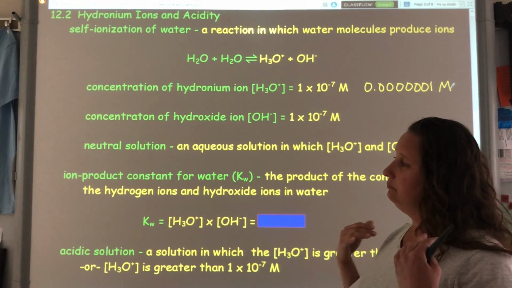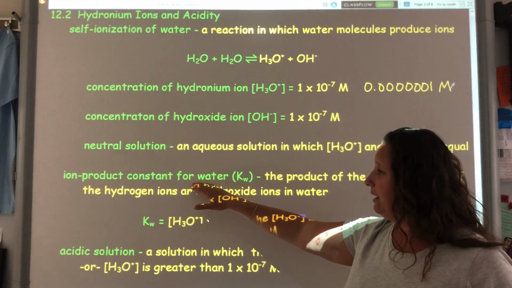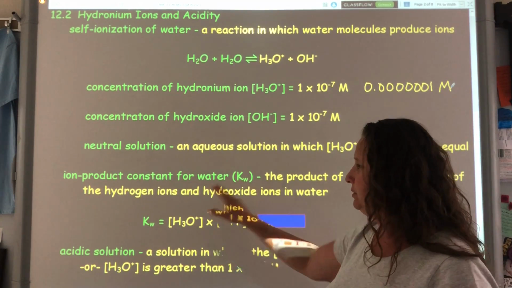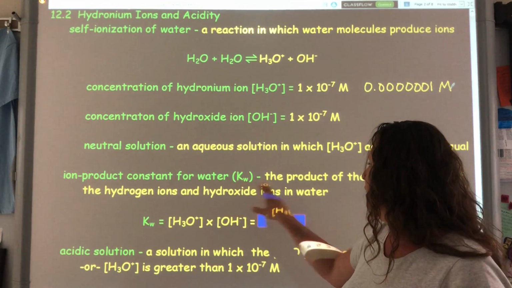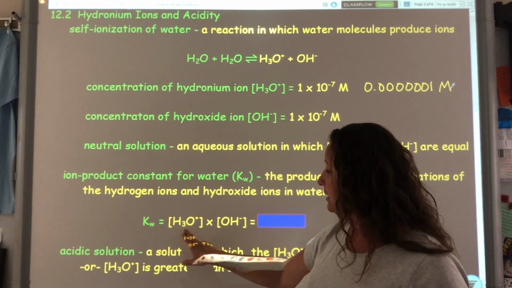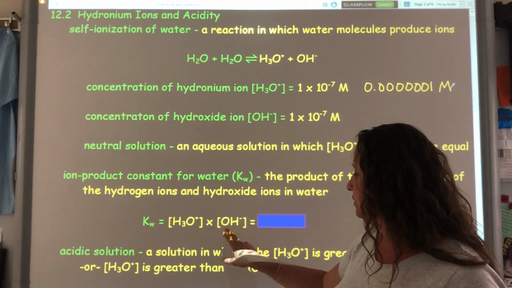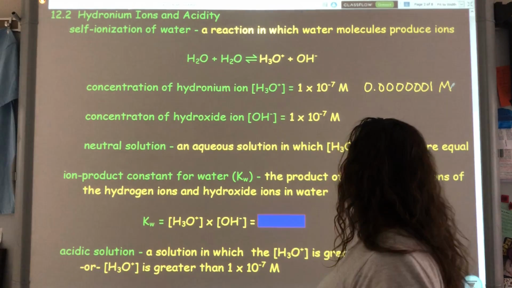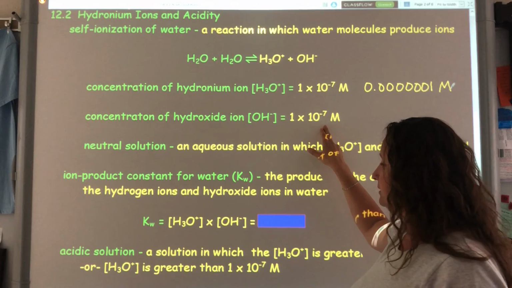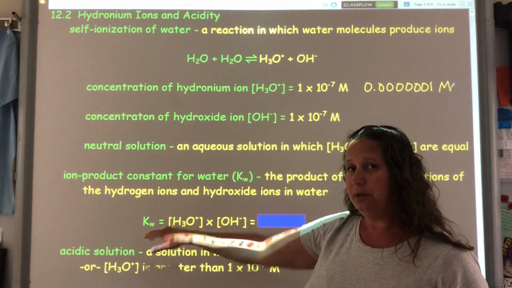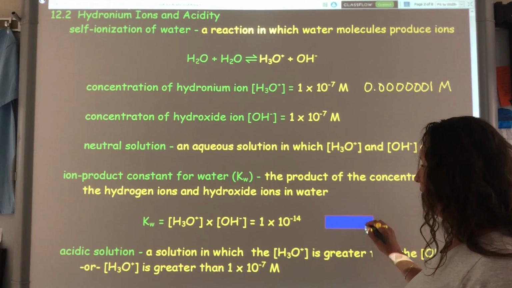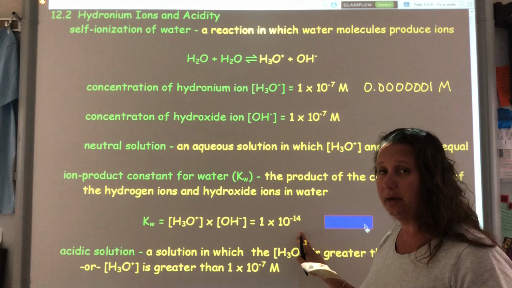Not to throw too much at you, but the ion product constant for water, Kw, is just the big fancy name for Kw. It's the product of the concentration of the hydronium ions, I said hydrogen ions but I meant hydronium ions, times the concentration of the hydroxide ion. If you get your calculator out and multiply 1 × 10⁻⁷ by 1 × 10⁻⁷, you will get what Kw is. We find that Kw is equal to 1 × 10⁻¹⁴.